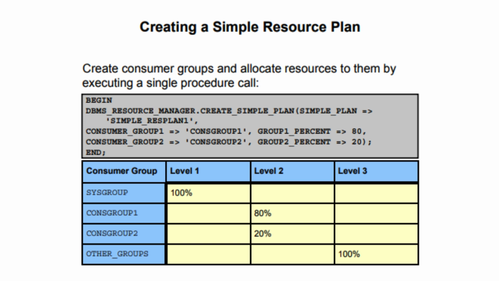The plan also includes the SYS_GROUP consumer group and the OTHER_GROUPS consumer group. As shown in the table in the slide, SYS_GROUP is allocated 100% of the CPU at level 1 and OTHER_GROUPS is allocated 100% of the CPU at level 3.